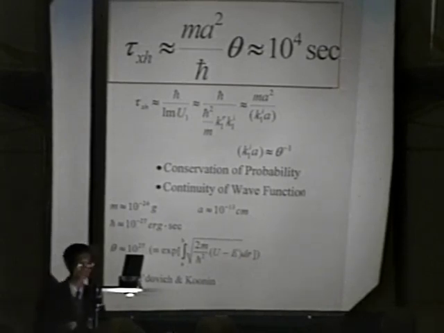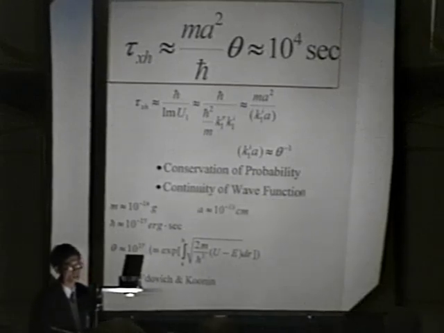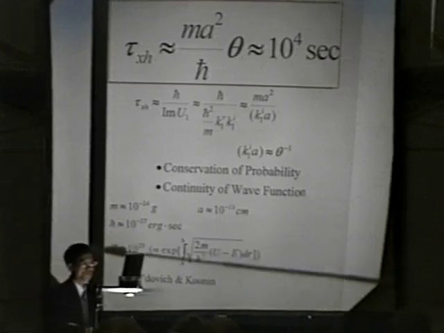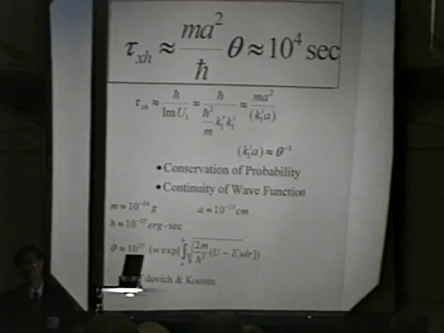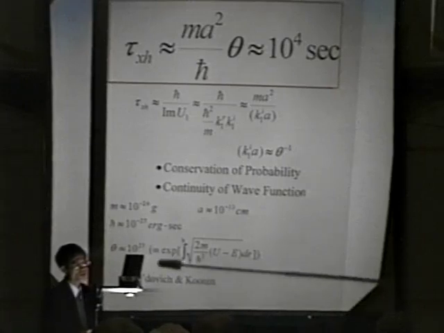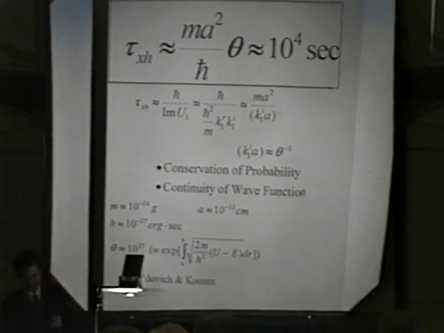So if we use these numbers, the mass is 10 to the minus 24th gram, A is 10 to the minus 13 centimeter, H is 10 to the minus 27. We use the theta number from Sadovich's calculation for the muon catalyzation. And from the Caltech Koonin's paper, just use 10 to the 27. Then we come to this number, 10 to the 4th second.